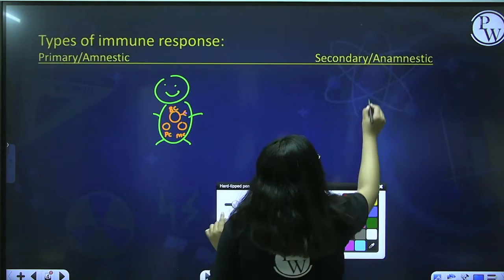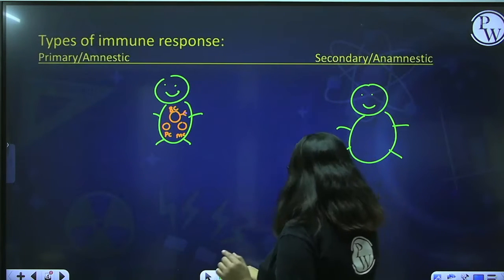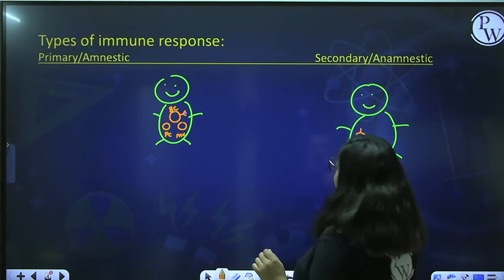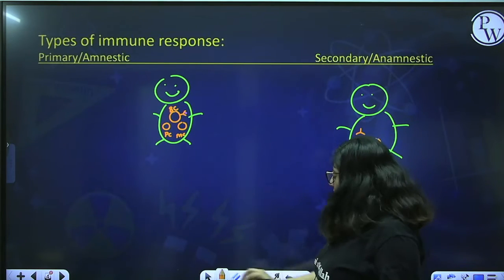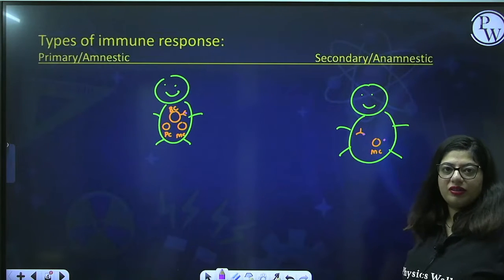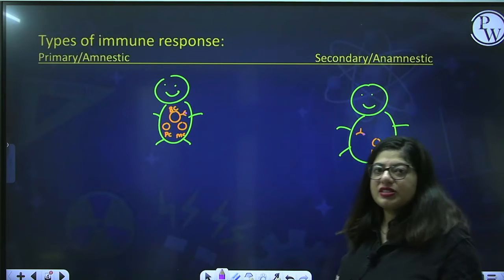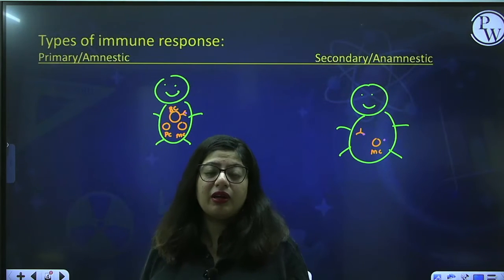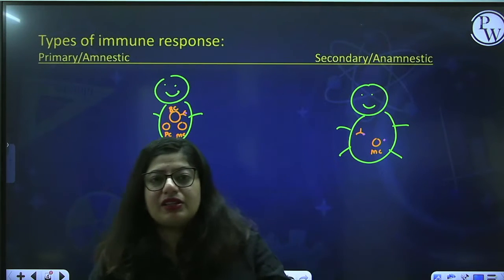Now you already have antibodies and memory cells because you have already been exposed to the virus earlier. Now imagine the virus enters inside your body. These antibodies are already formed, they are already present in your blood. When the virus enters your body for the second time, the antibodies which have been preformed during first exposure will bind with the virus and kill it.